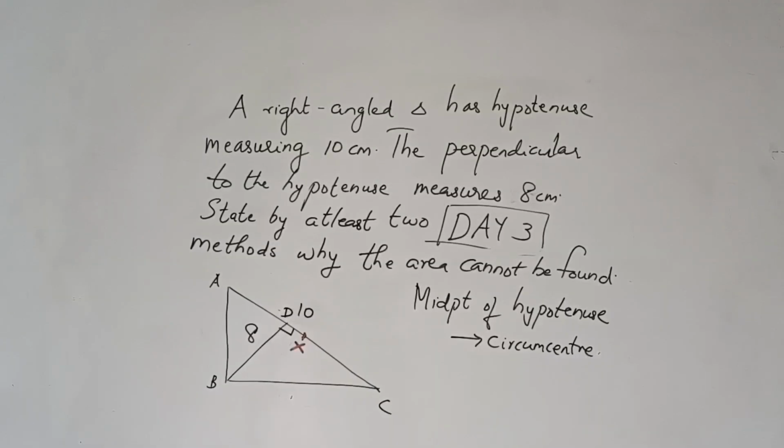In this particular diagram, I have marked one additional point which is X. X is the midpoint of the hypotenuse, or I can say X is the circumcenter. If you are familiar with geometry, you know that in a right angle triangle, circumcenter is the midpoint of the hypotenuse.